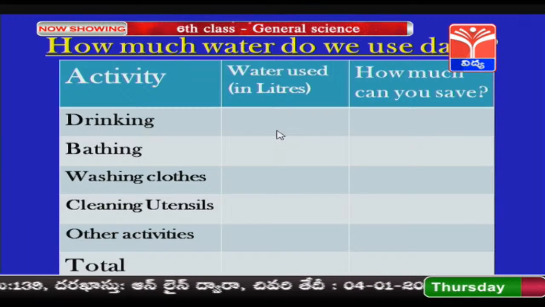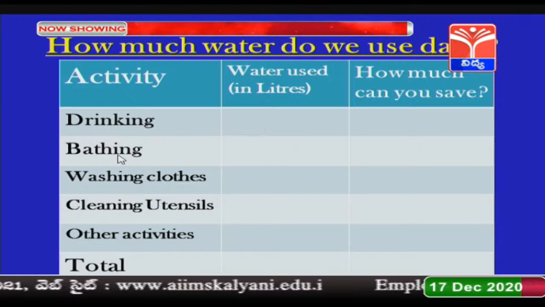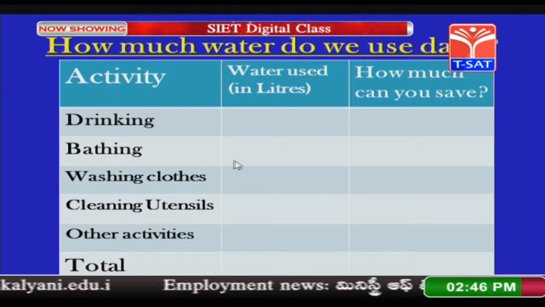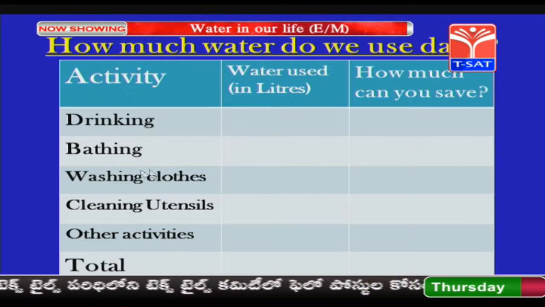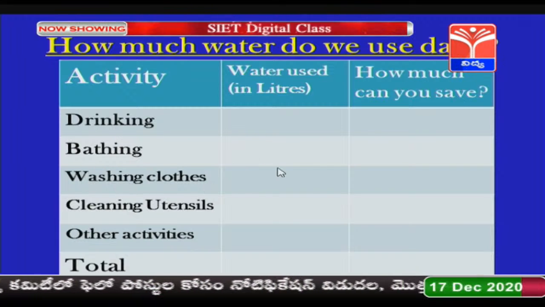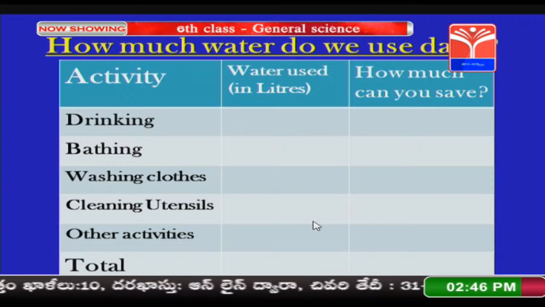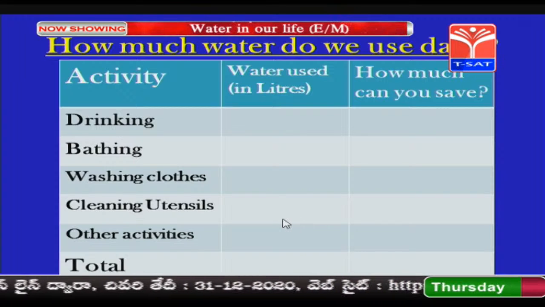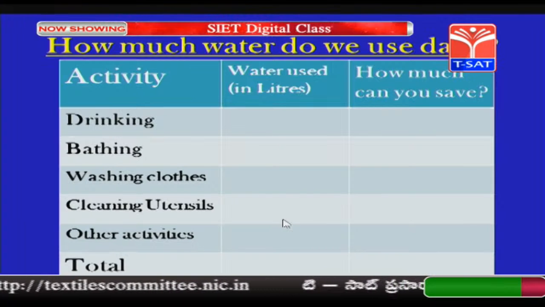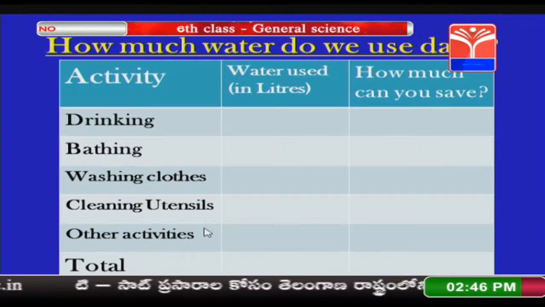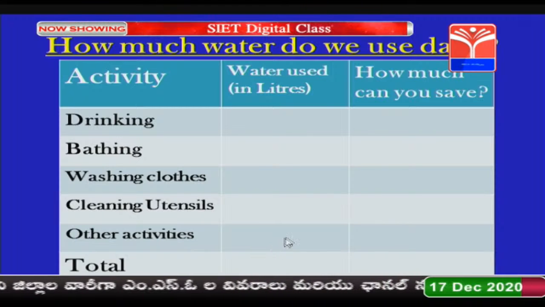For example, if you are drinking 4 glasses of water, that comes to 1 liter, right children? If you are taking a bucket of water, then we can say it as 20 liters, hardly 20 liters. If you are washing clothes, you may be using 5 to 6 buckets, right children? And for cleaning utensils, you can use water hardly 1 or 2 buckets. Am I clear, children? And other activities you have here, like flushing the toilets or cleaning the floor. So, we use a certain amount of water.